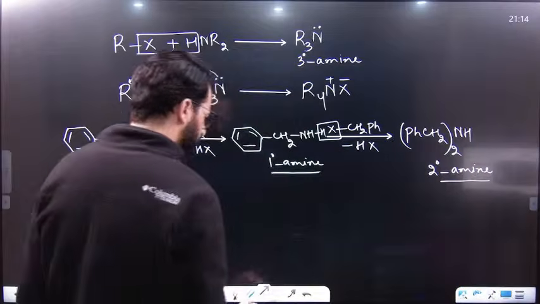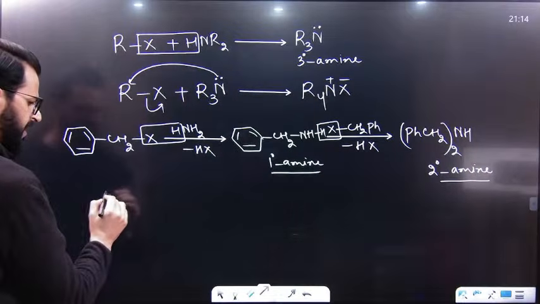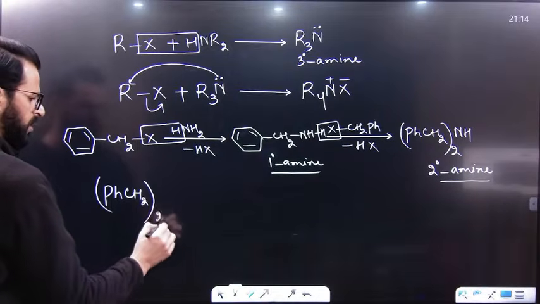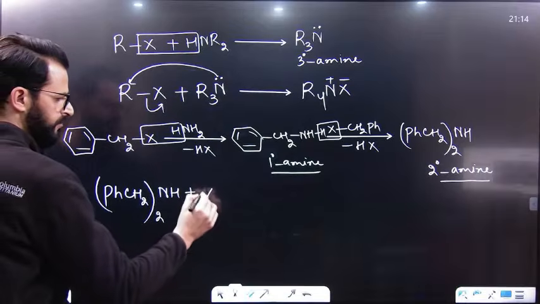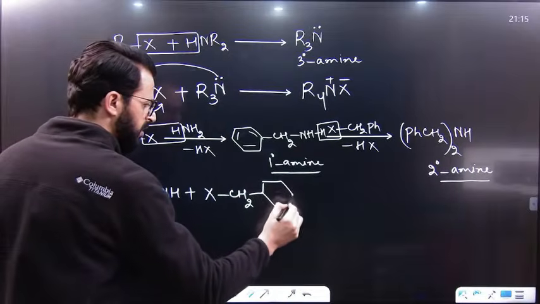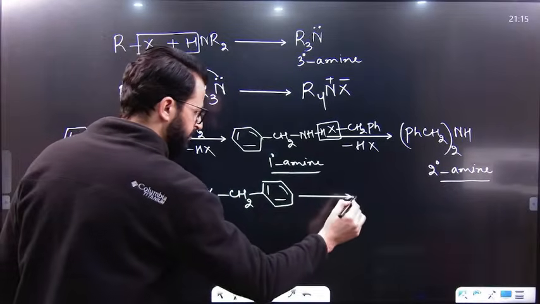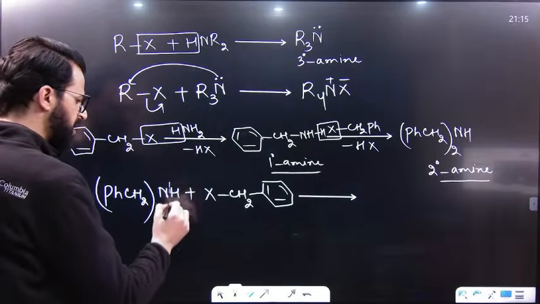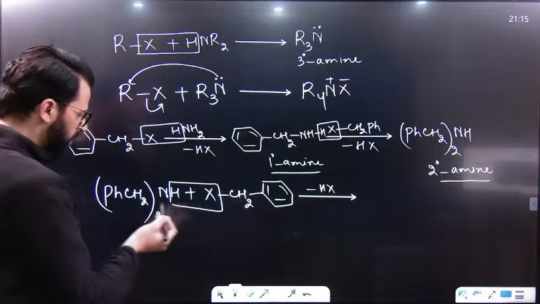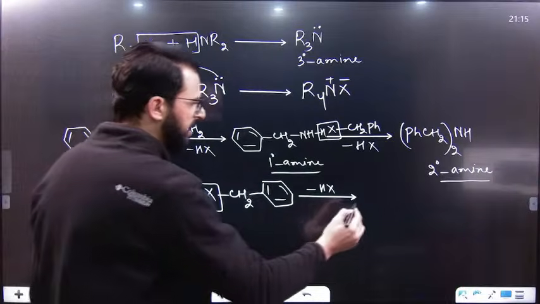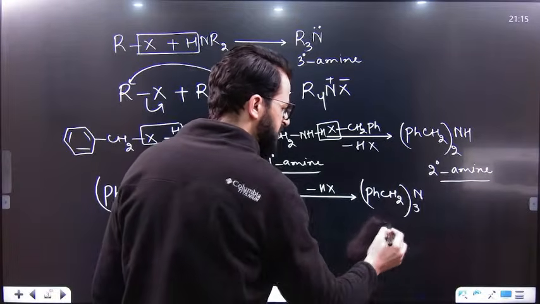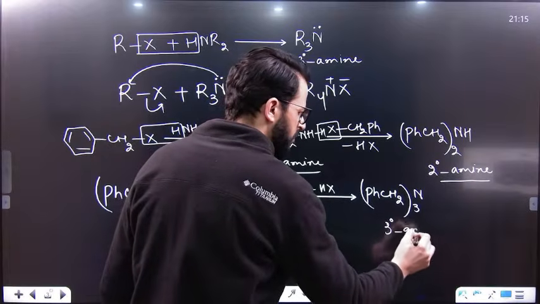Now, when this secondary amine, (PhCH2)2NH, is treated with another molecule of benzyl halide, what will happen? Once again, H and X will be lost, and it will result in the formation of (PhCH2)3N. That means once again a tertiary amine is obtained.